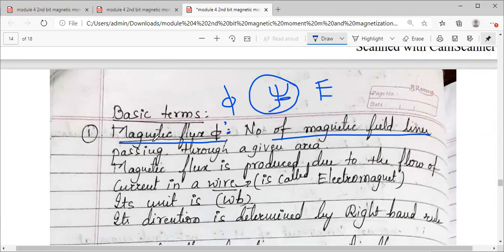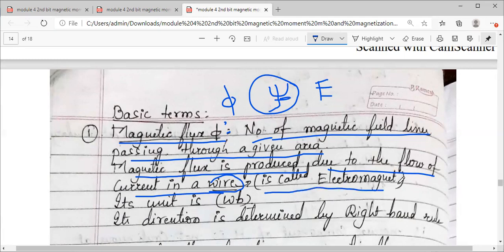In case of magnetic circuit, you come across magnetic flux phi. It is the number of magnetic field lines passing through a given area. Why is the magnetic flux produced? Whenever there is a flow of current in a conductor, and because of the current flow flux exists, we call such material an electromagnet. It is not a permanent magnet. It acquires the properties of a magnet whenever the current flows through it. The unit of magnetic flux is Webers.